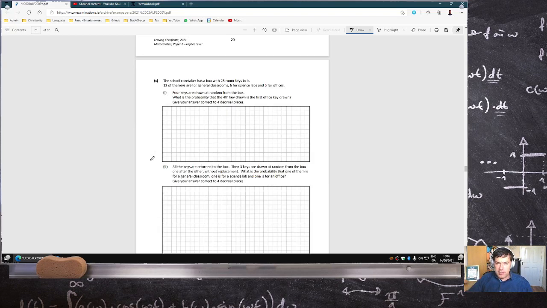The school caretaker has a box with 23 room keys in it, 12 keys for general, 6 for science, and 5 for office. 4 keys are drawn at random from the box. What is the probability that the fourth key drawn is the first office key drawn?